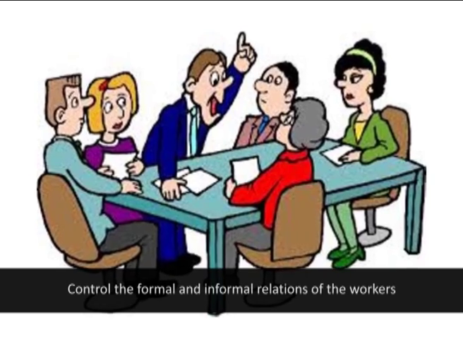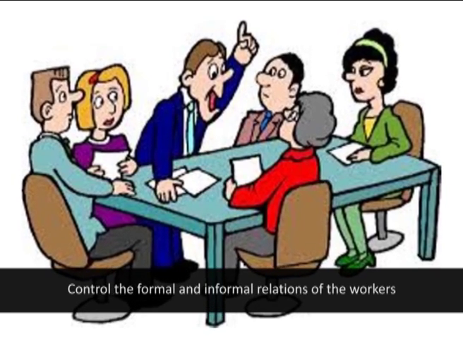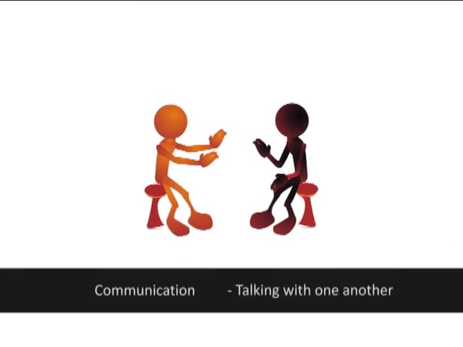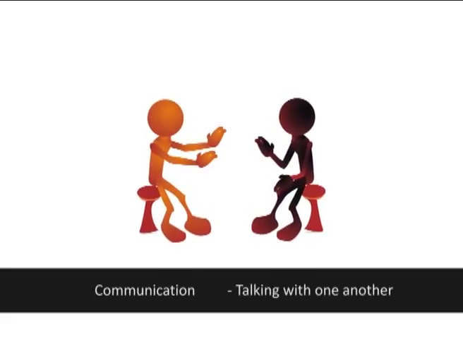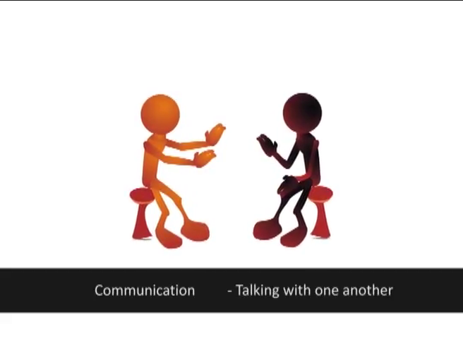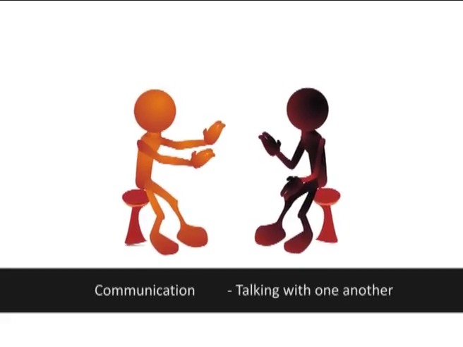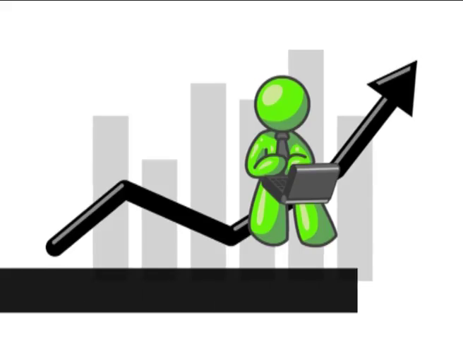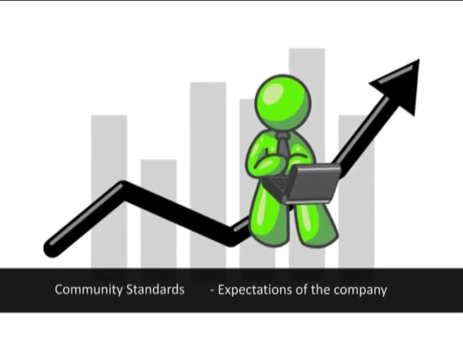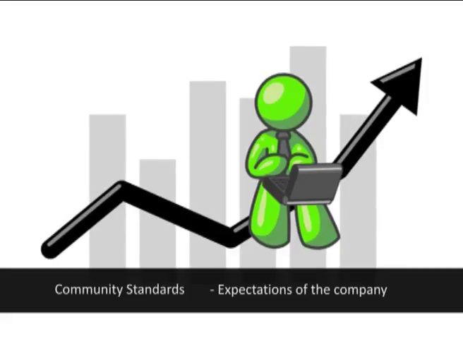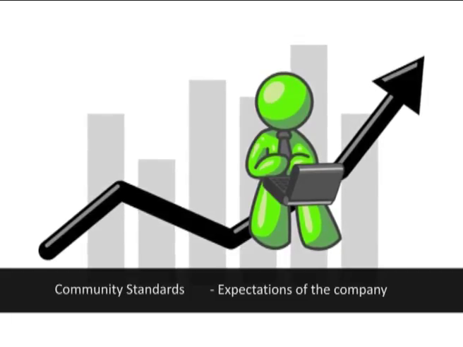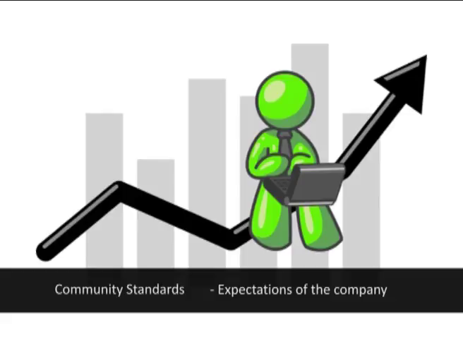Some of the categorical discussions within industrial sociology include communication. Who talks to whom? Under what conditions? Written, verbal, and non-verbal communication, secrecy, etc. Pecking order, the structure and flow of power and decision making, the relationship of skills with wages. Community standards are expectations of the company from society, vendors, customers, neighbors, etc.